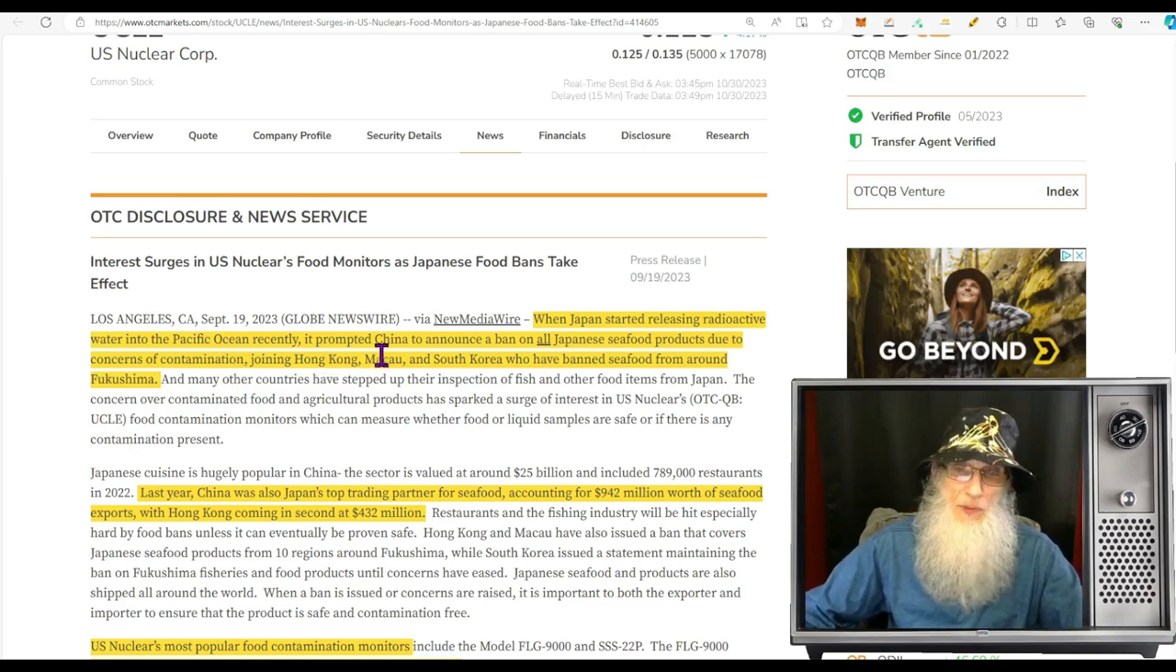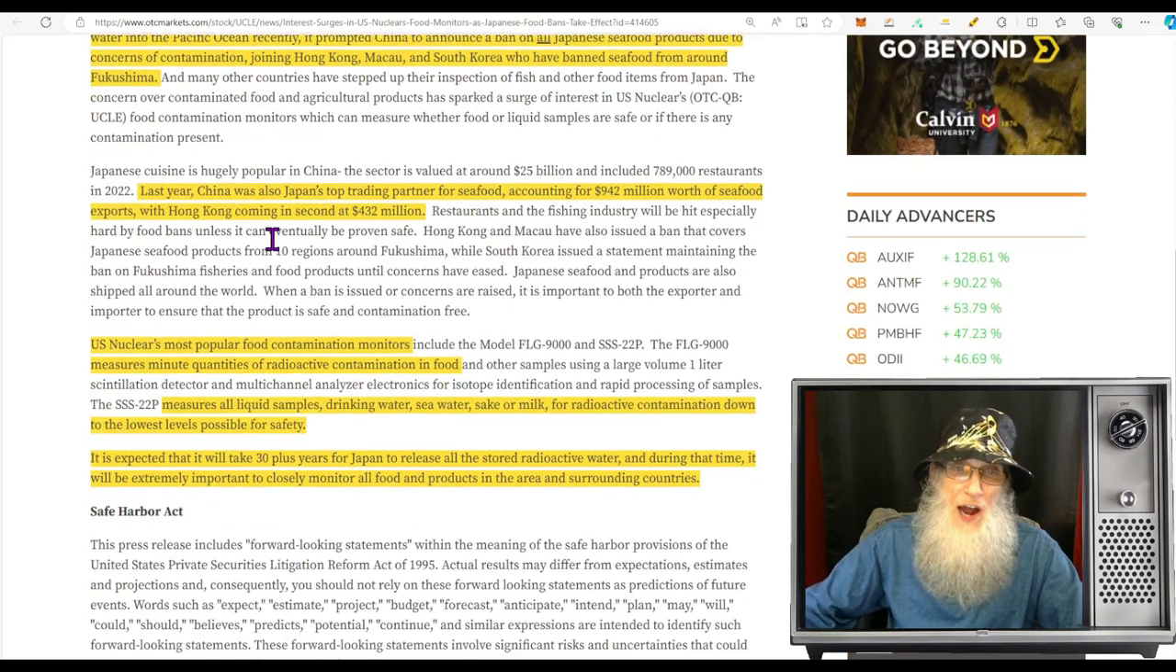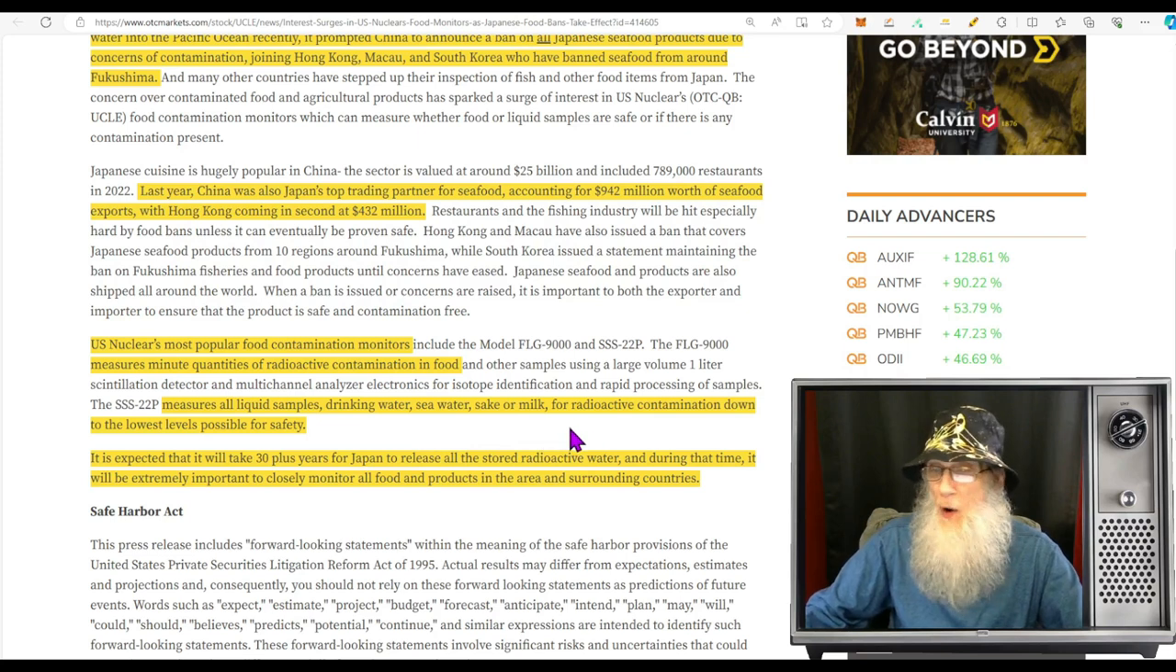They tell us here that this has prompted China to announce a ban on all Japanese seafood products due to concerns of contamination. Joining China is Hong Kong, Macau, and South Korea, who've banned seafood from around Fukushima. Last year, China was Japan's top trading partner for seafood, accounting for almost $1 billion worth. And Hong Kong came in second with almost $500 million. U.S. Nuclear's most popular food contamination monitors measure minute quantities of radioactive contamination in food, including liquids, all liquids, drinking water, seawater, sake, milk, for radioactive contamination down to the lowest levels possible for safety.